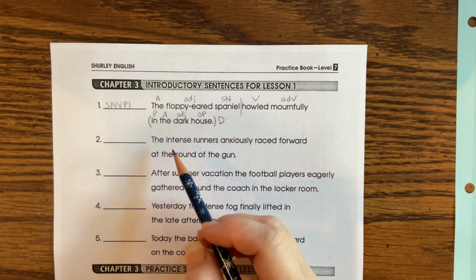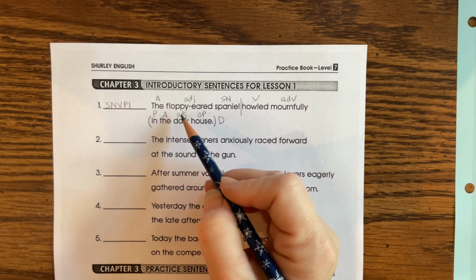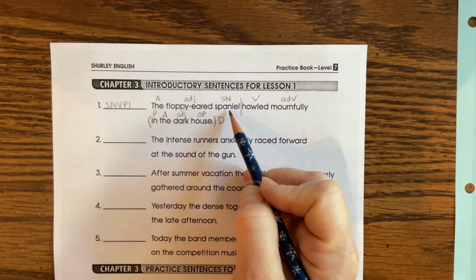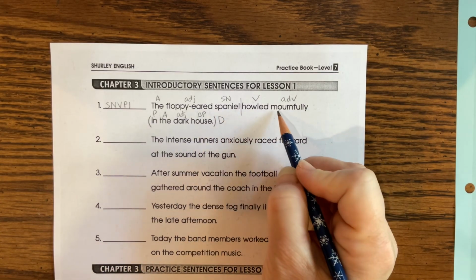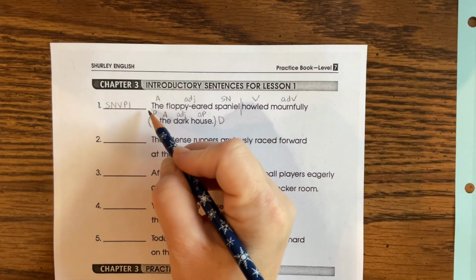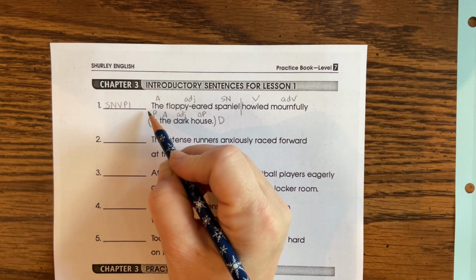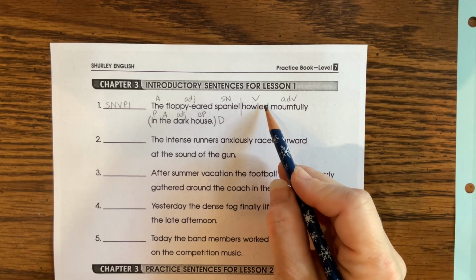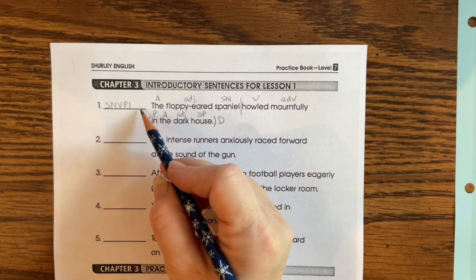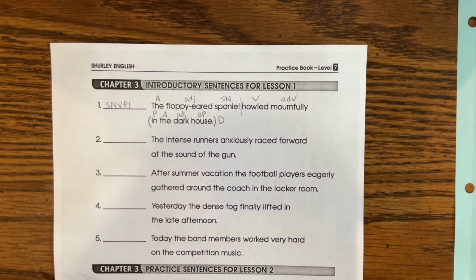And natural and inverted order means natural is all the subject parts are together and then all the predicate parts are together. If some of the predicate was way over here in the subject part, that's called inverted order. So if the word mournfully, which tells us howled how, was at the beginning of the sentence, then that would be inverted order.